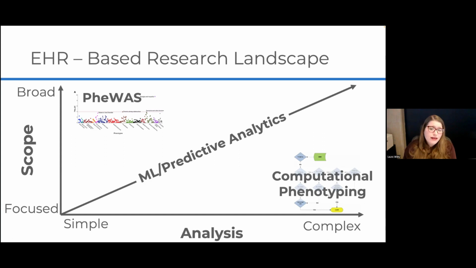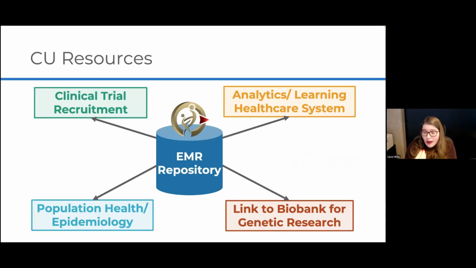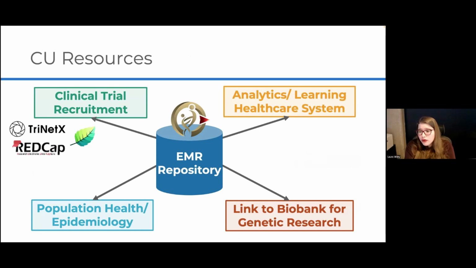So with that brief tour through the EHR-based research landscape, I want to give you some resources that you can use here on campus. We already talked about the fact that Compass is our EHR repository here on campus. They have a number of self-service tools, as well as the CCTSI has a number of tools that can be useful if you're trying to do clinical trial recruitment. So we have TriNetX as a tool that you can use to identify patients who might be eligible for your trial. And we're having a new tool that's being brought up soon called Leaf that can also be used for that purpose.